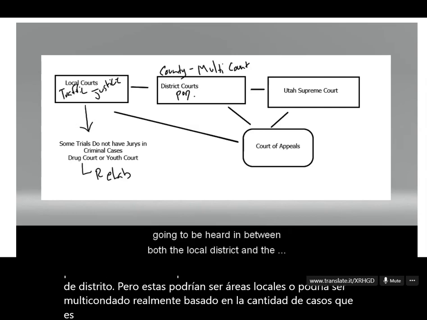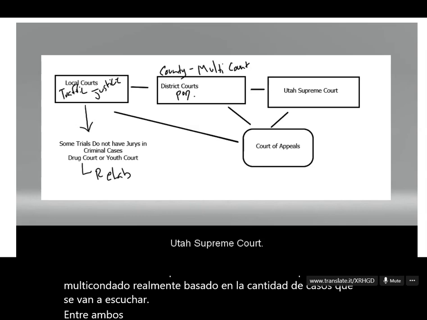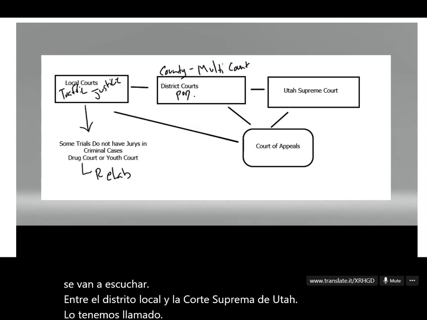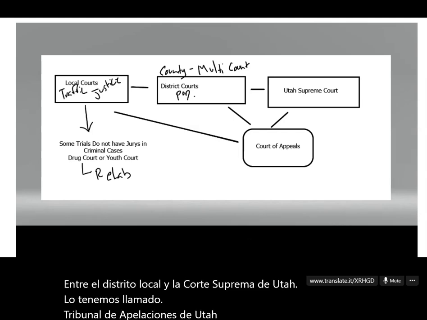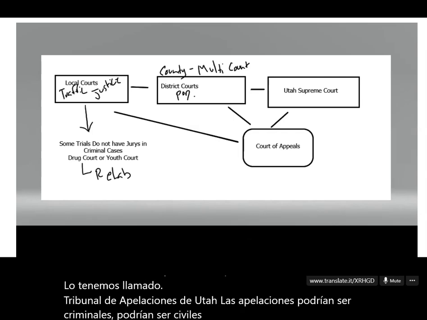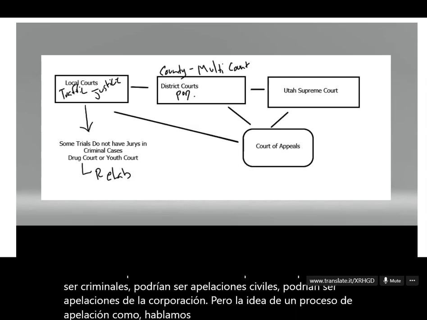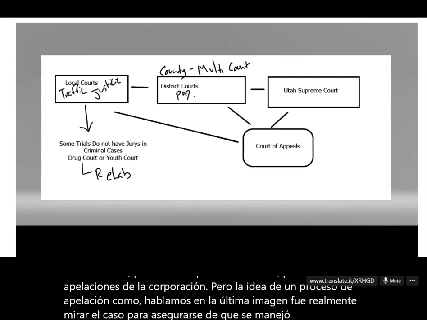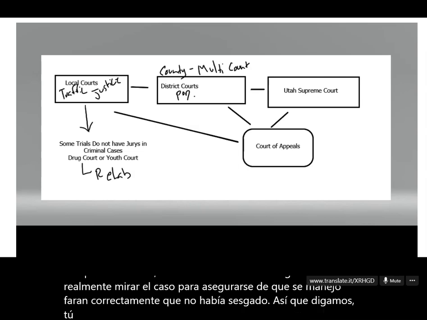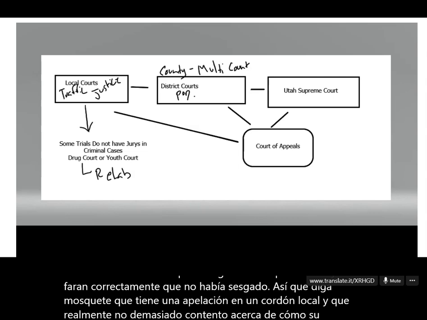In between both the local district and the Utah Supreme Court, we have what's called the Utah Court of Appeals. Appeals might be criminal, they might be civil appeals, they could be corporation appeals, but the idea of an appeal process, like we talked about in the last picture, was to really look at the case to make sure that it was handled fair and correctly, that there was no bias. Okay, so say you have an appeal in a local court and you're really not too happy about how your case went because you felt your constitutional rights were taken advantage of.